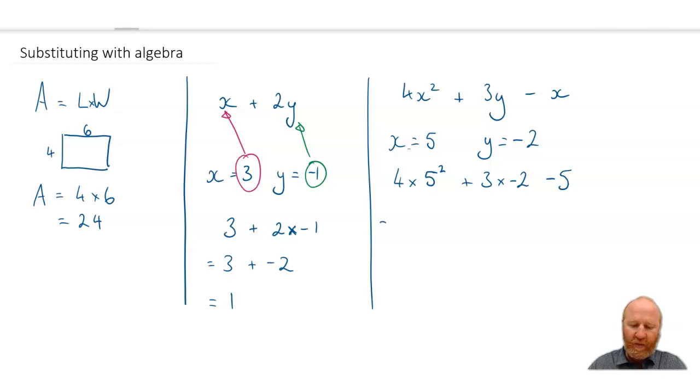Now order of operations becomes important. What do I have to do first? This one. That's going to be 4 multiplied by 25, so that'll be 100. Let's look at the next bit as we go. I've got 3 times by minus 2, that's minus 6. Once again, I get a plus and a minus together. Minus 5. So what I've got here is 100 minus 6, that's 94, minus 5, that's 89. And that's how we do substituting.